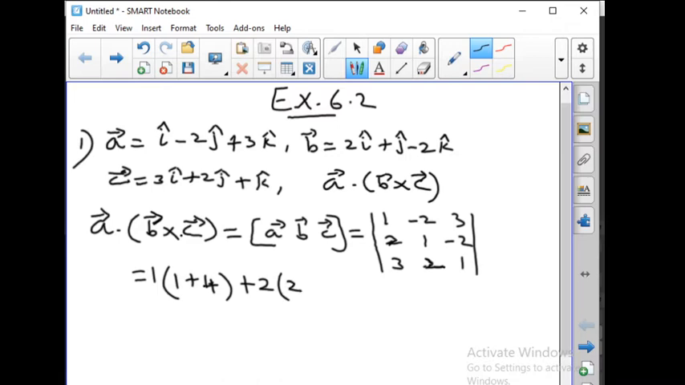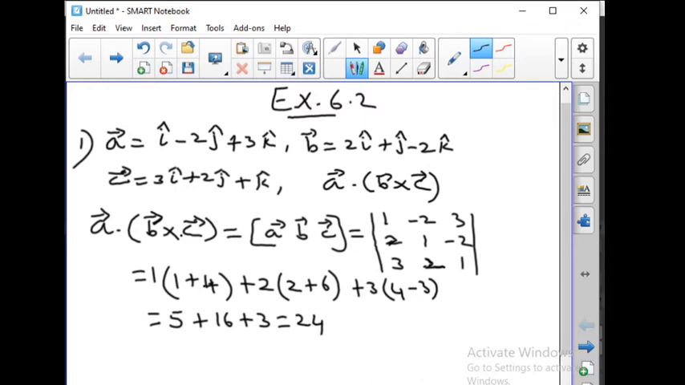into (1 times 2 minus 2 into 3). So minus of minus again becomes plus 6. Then plus 3 into (4 minus 3). So it is equal to 1 into 5, 5, plus 2 into 8, 16, plus 3 into 1 is 3, which is equal to 24.